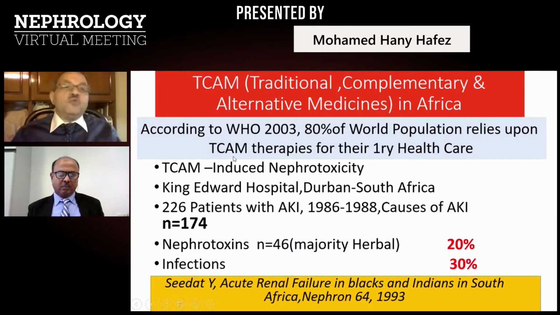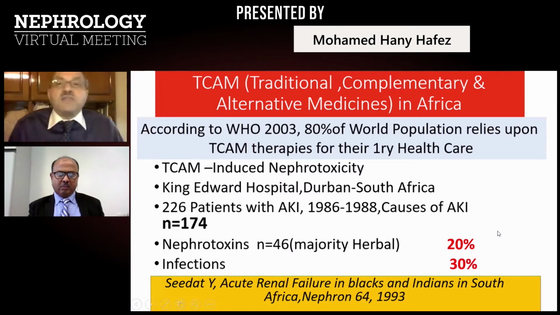Unfortunately, this will lead to nephrotoxicity. This was a study from Durban, South Africa, on 226 patients with AKI, followed for 3 years. They found that nephrotoxins accounted for 20% of the cases, and infection 30% of the cases. So it seems that after infection, these nephrotoxins from TCAM, the complementary and alternative medicine, are a very important cause in our developing world.